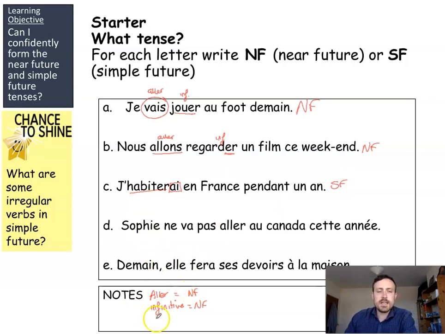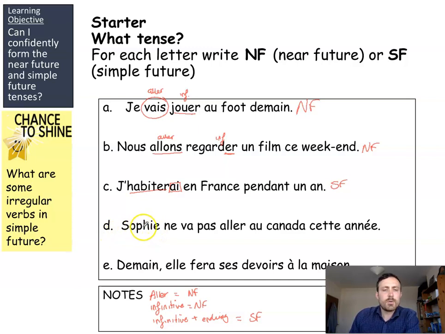So if we see an infinitive plus an ending, then this is going to be the simple future. It's not on its own, it's got this ending AI attached to it, and it means I will live in France for a year. So instead of I'm going to, the simple future is will, which we're going to look at in a minute.